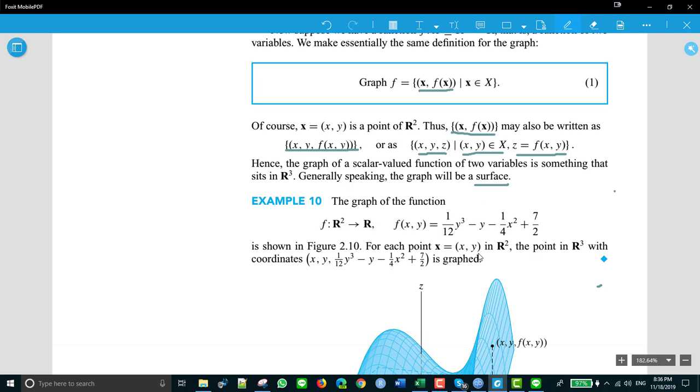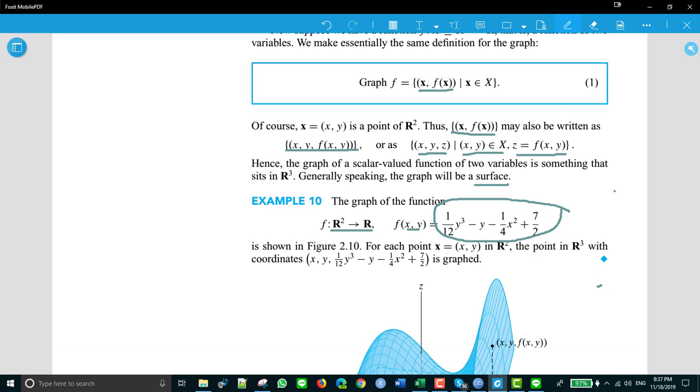Okay, so let's take an example and see what happens. So we want to take an example of a function from R2 to R. That means we want the input to be in R2 and the output to be in R. So here's an example where the input comes from R2, and since this is all just a scalar, this output is in R. So the answer is shown here. So we see it's going to be a surface.